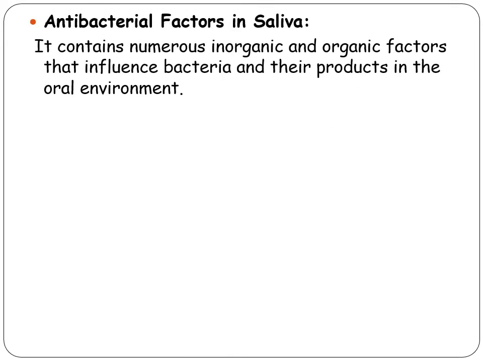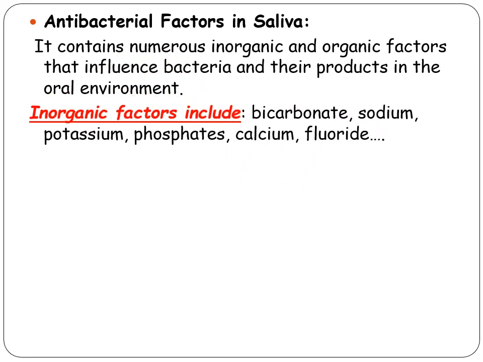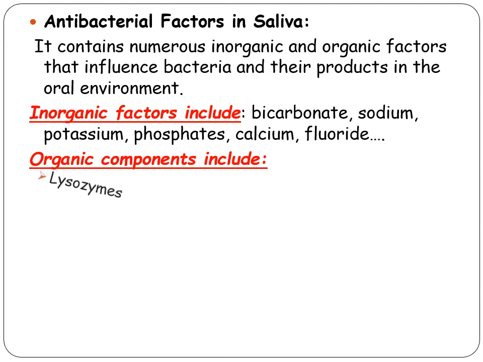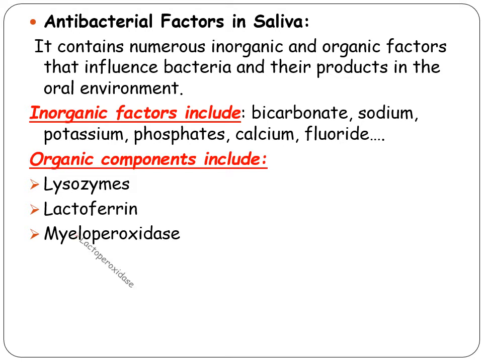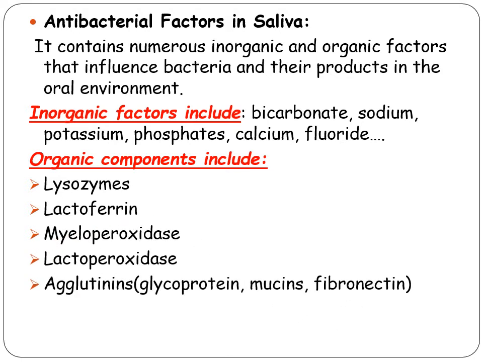What are the antibacterial factors present in saliva? It contains numerous inorganic and organic factors that can influence bacteria and their products in the oral environment. The inorganic factors include bicarbonate, sodium, potassium, phosphate, calcium, and fluoride salt, while the organic compounds include lysozymes, lactoferrin and transferrin, myeloperoxidase, lactoperoxidase, agglutinins such as the glycoproteins, mucins, and fibronectins. Actually, all these organic substances are very important.